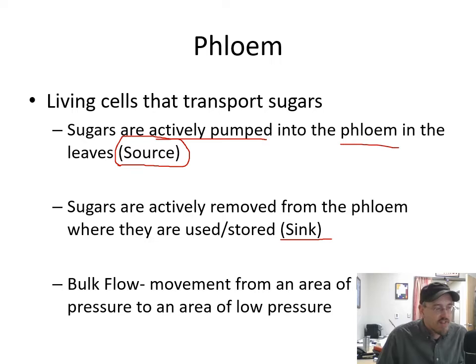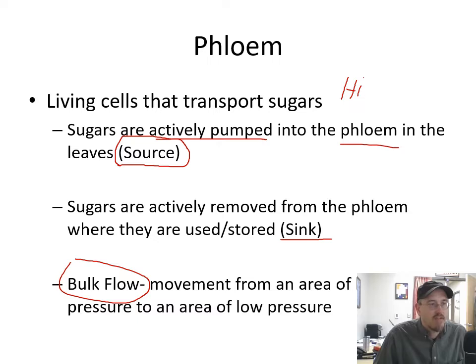And this results in bulk flow. Bulk flow is the movement from an area of high pressure to an area of low pressure. So up here, pressure is high because water is flowing in because sugar's been pumped in and osmosis happens. And down here, pressure is low. So we flow from high to low. Just like from the high pressure end of a garden hose, that's where the faucet is, to the low pressure, and that's where water can get out and spread out and lose pressure. So phloem flows from the source towards the sink.